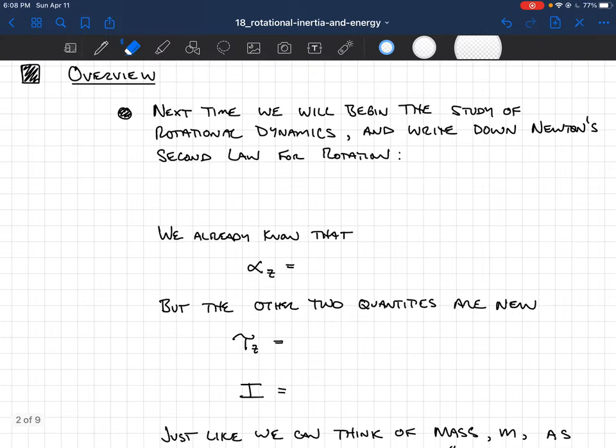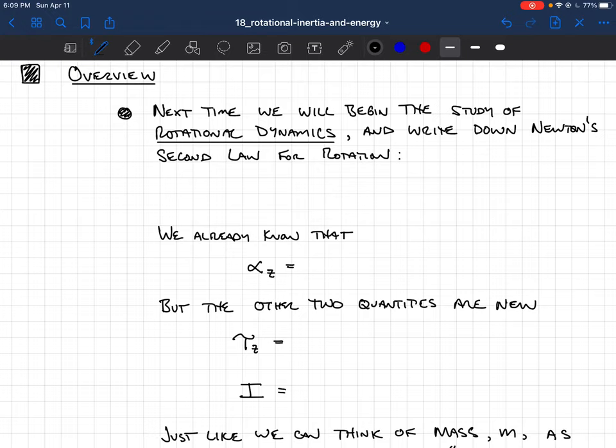I want to start out by remarking on what we'll talk about next time, which is that topic of rotational dynamics. If you remember from the beginning of the course, we talked about the kinematics of motion of particles. So a ball traveling through space has a certain kinematics. It's the way that we describe its position, its velocity, and its acceleration. And then we talked about dynamics as Newton's laws, the explanation of that motion by forces.